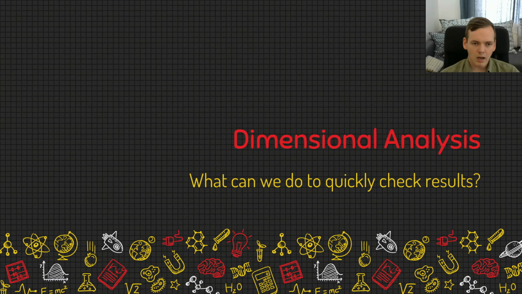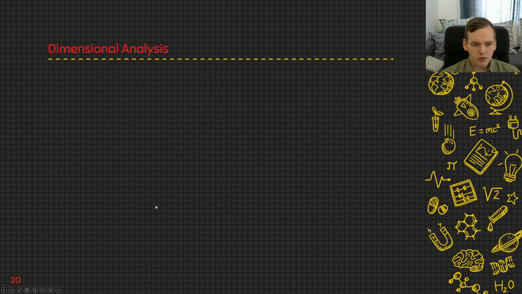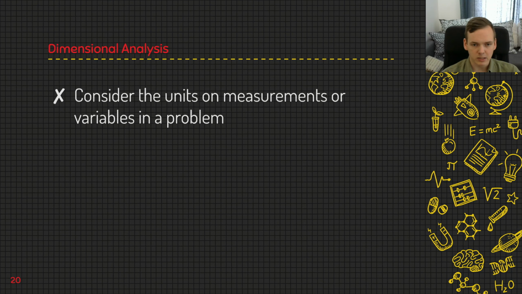All right, we're going to talk about some of the tools that we can use as we're trying to solve problems or as we're trying to think about and do science or do physics. So the first here is dimensional analysis. This is where we consider the units on the measurements or the variables in the problem. Dimensional analysis is looking at units and saying, do units make sense? Do these combinations of units make sense, etc.